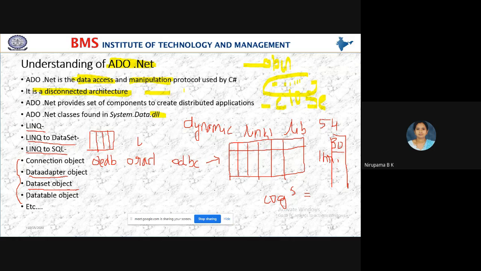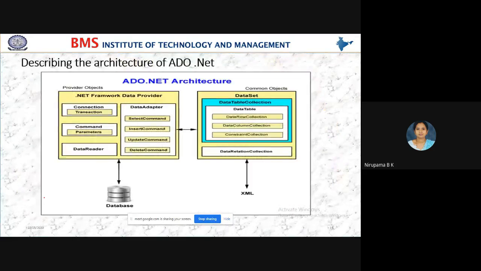And the next object we have is the data table object. The data table object holds the table from the data source. It holds the values in the form of a table, and here we represent rows and columns. Like this we have so many objects: data reader object, data view object, data command object, data row object, data column object. We have so many objects.